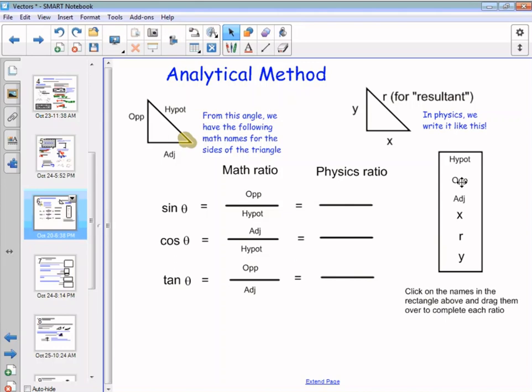Now, in physics, it's not wrong to say opposite and hypotenuse and adjacent and such, but in physics, we're typically going to be using reference angle from the x-axis. So typically, we just need to say the opposite is going to be the y-axis, and the adjacent is going to be the x. And instead of saying hypotenuse, we're going to say r for resultant. Okay? So, go ahead and redo it in terms of physics, please.